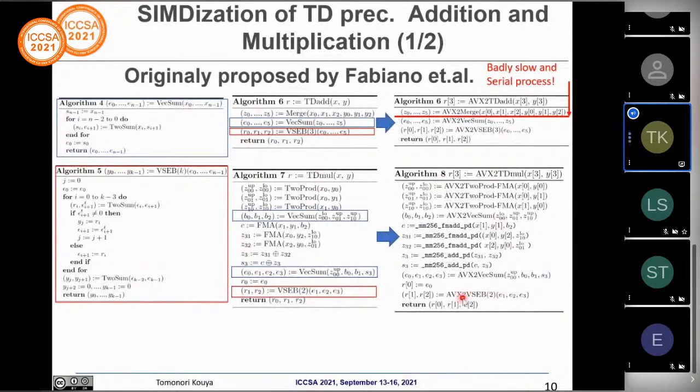So these are simulated triple double operation arithmetic. This triple double operation arithmetic is based on the proposition by Fabiano et al.'s works, but we cannot get a faster version of simulated triple double addition due to this merge sort part. So we can use a new triple double addition based on quadruple double operation addition like this.